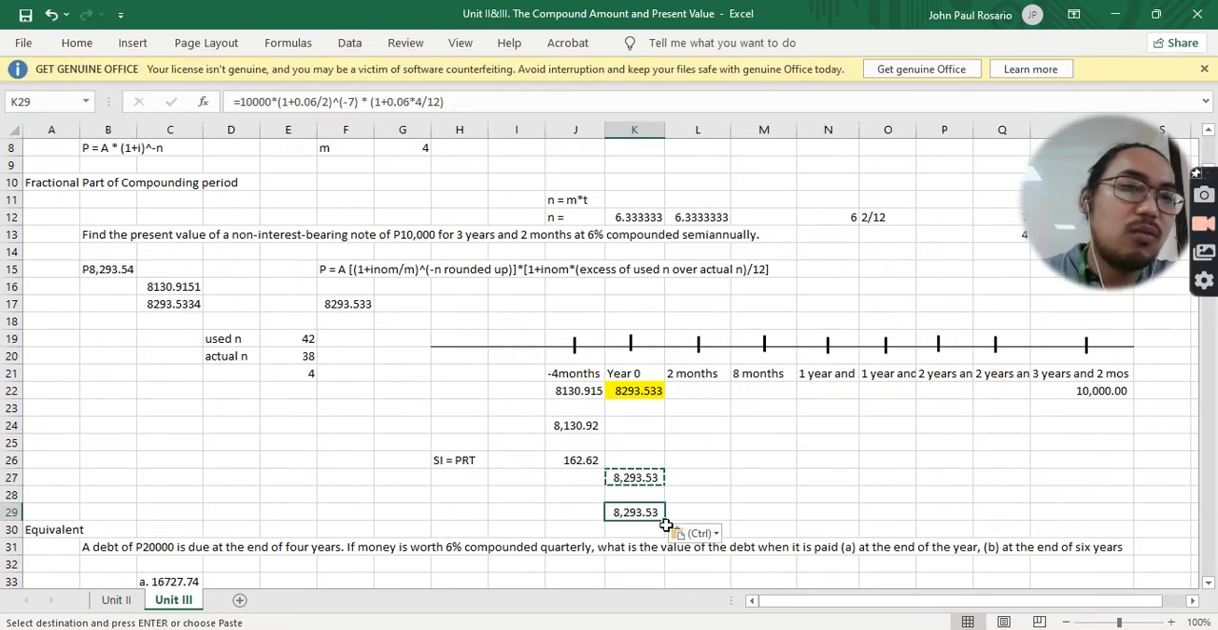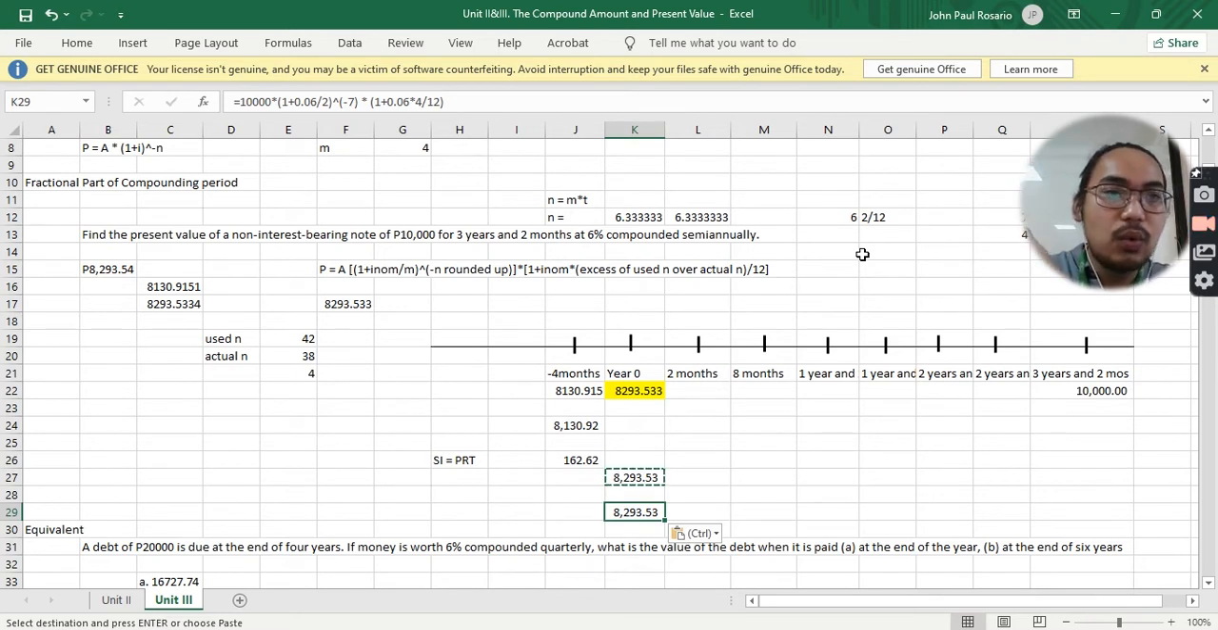Sir, what if we made a mistake and instead of just rounding it up to 7 compounding periods, we rounded it up to 8? Would we still arrive at the same answer? Unfortunately, no. What will happen is that there will be a discrepancy between compounding period and simple interest, especially since you went past 1 compounding period.